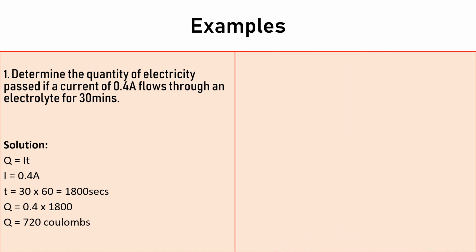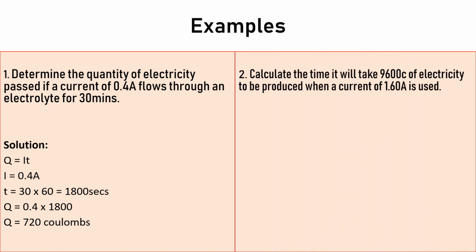Let's look at another example. Example number 2. Calculate the time it will take 9600 coulombs of electricity to be produced when a current of 1.0 ampere is used. So which formula are we using for this? Of course, we are using the same formula.